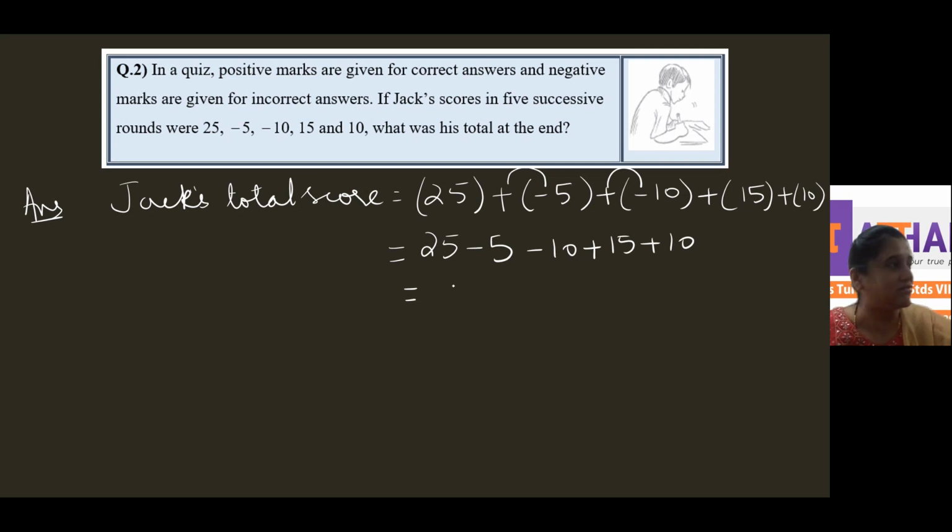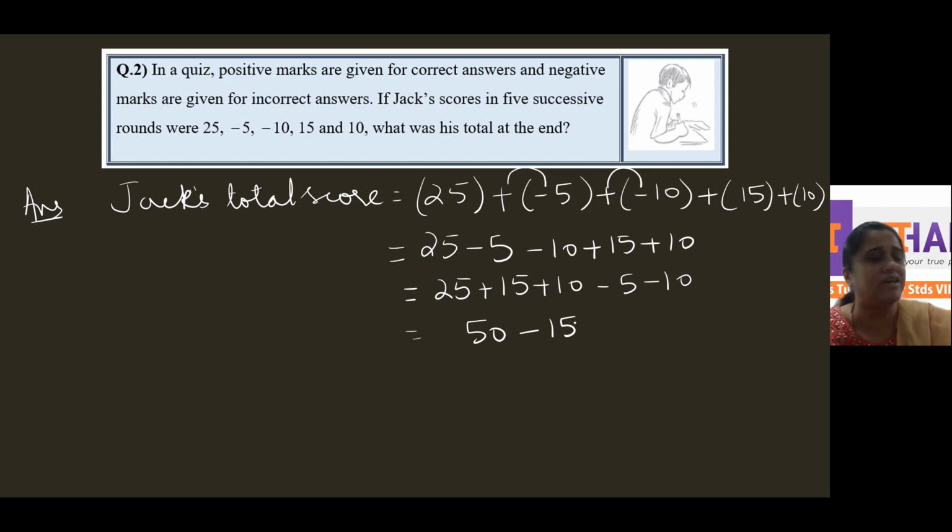Now gather all the positive numbers: positive 25, positive 15, positive 10, and then -5, -10. Now the sum of the positive numbers: 25 plus 15 is 40, 40 plus 10 is 50. -5 minus 10 is -15. Same signs, add and put the same sign. Now 50 minus 15 is 35. This is how you should do it.